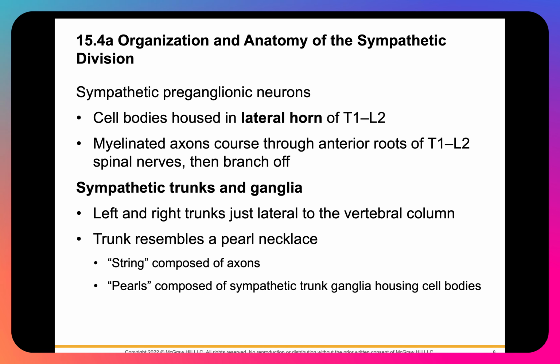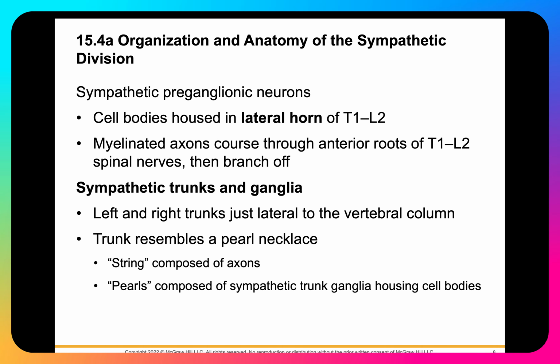Now, when we look at the organization, there's a couple of things here that I'm going to put an emphasis on. I want to make sure that we have an understanding of this, but this is not something that I will assess you on. Specific to where the cell bodies of the sympathetic preganglionic neurons originate. And remember, thoracolumbar. So we're going to see them in the lateral horn of T1 through L2. And here we'll be looking at myelinated axons that course through the anterior roots of T1 through L2, and then a branching of the spinal nerves.